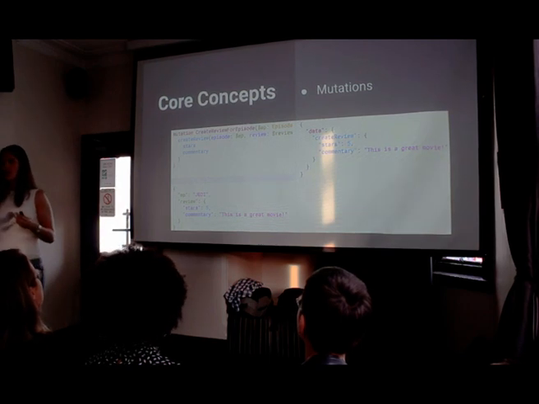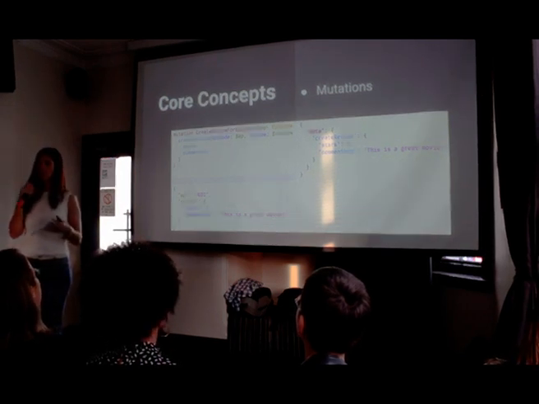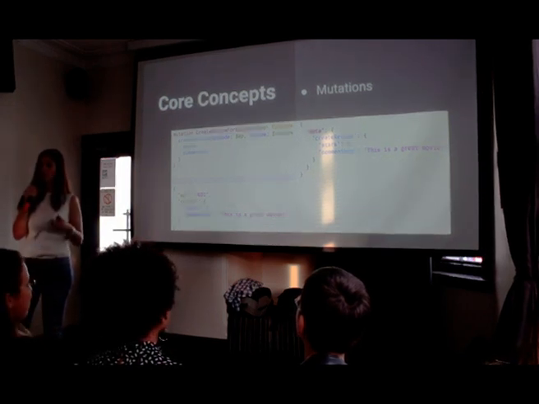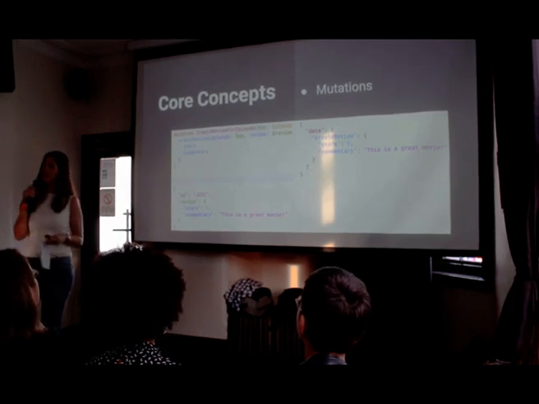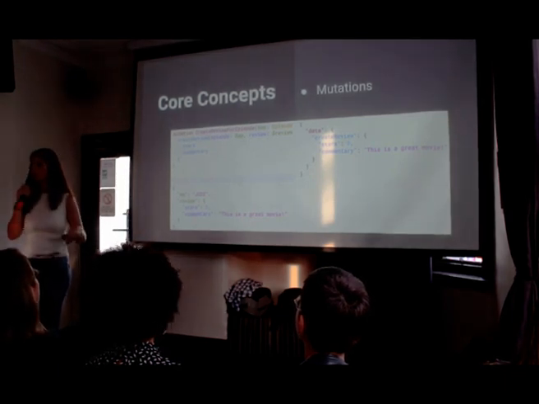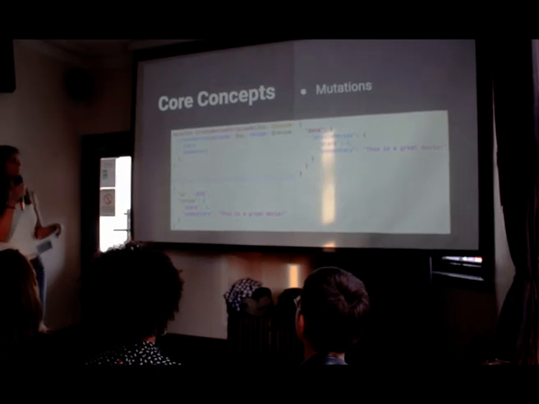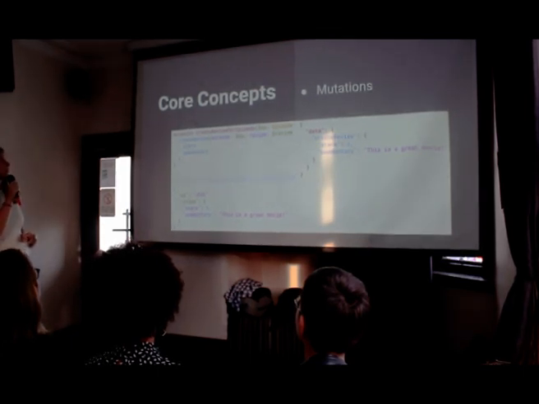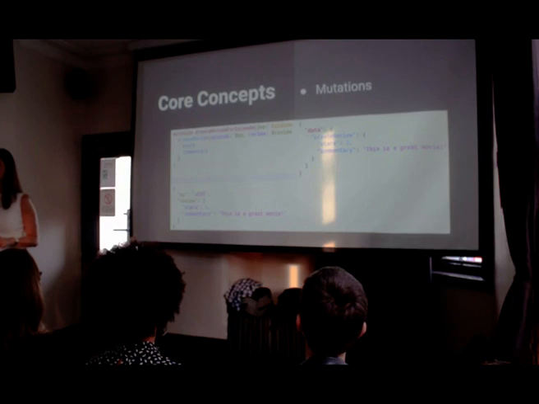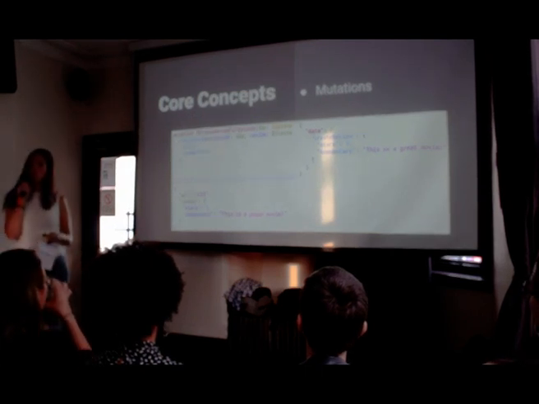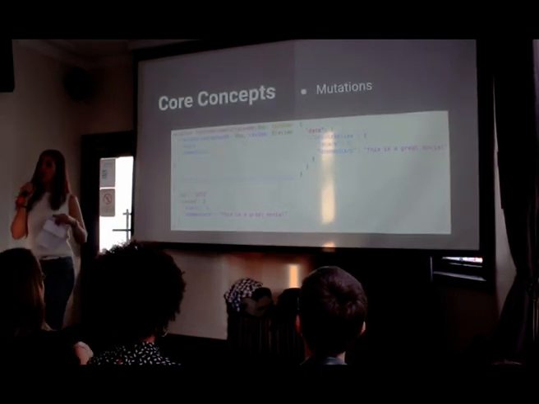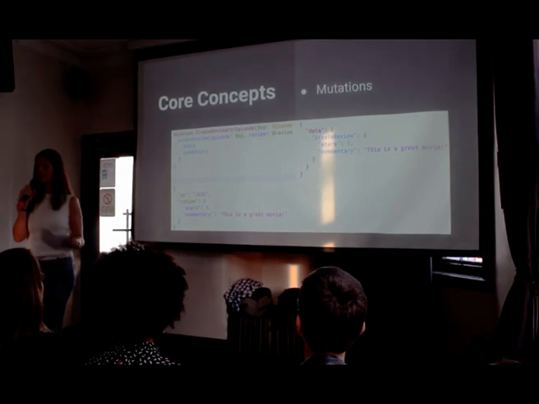And of course, we need to talk about mutations, because GraphQL is not just for getting data, but also for modifying and putting data on your database. So here is an example of a mutation. A mutation is what we use in GraphQL to modify some data on the server.